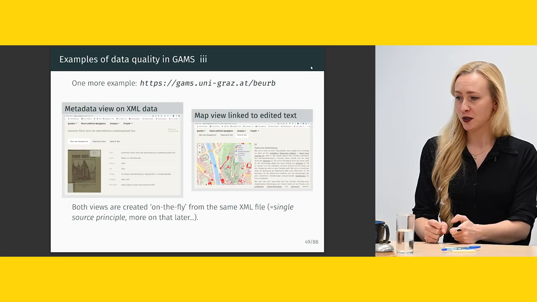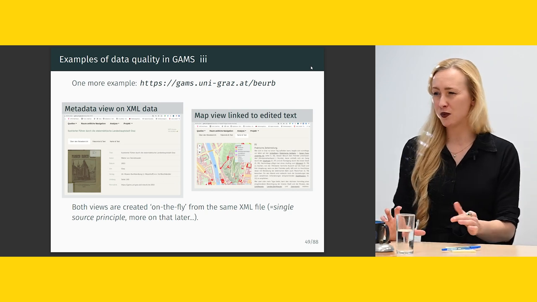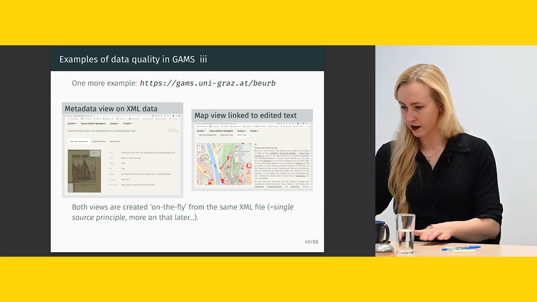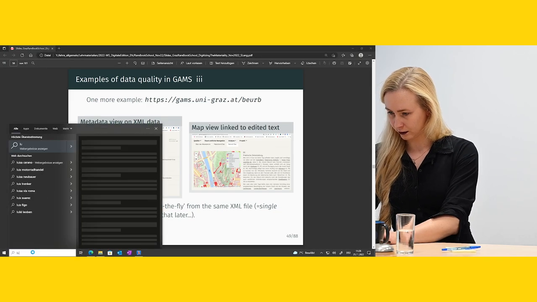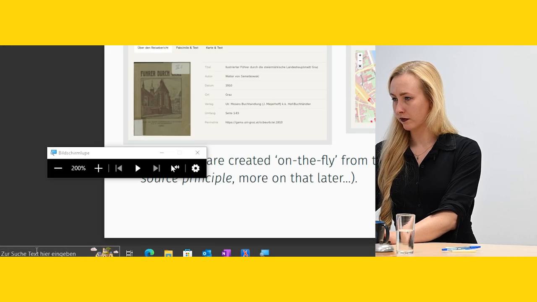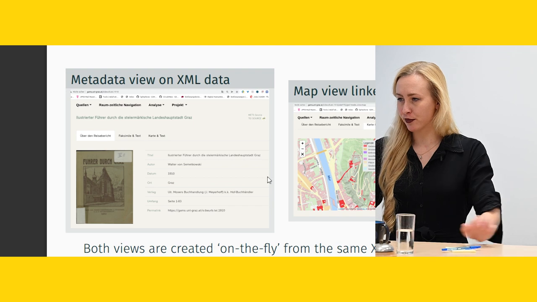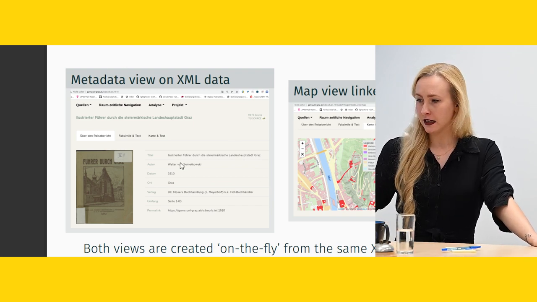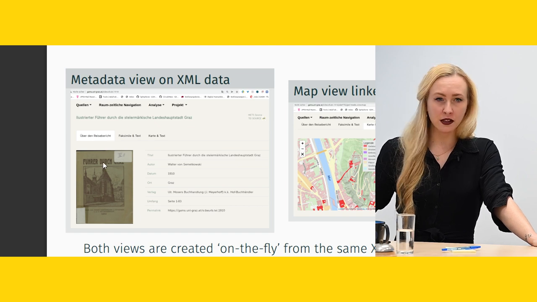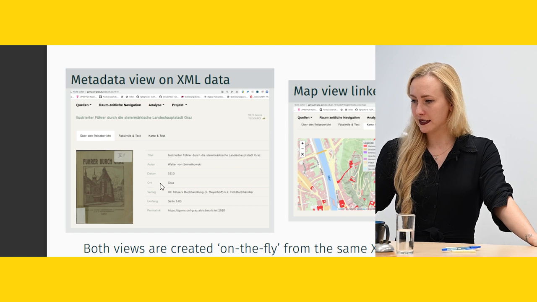One more example that's also nice that shows this being created on the fly from the same data. We have two very different views on the same file. Wait, I gotta bring this up again. This is from the BR project. And here we have a metadata view on the XML data. We have the facsimile of the title page. We have the title, author, date, place, publisher, and extent, and a permalink.